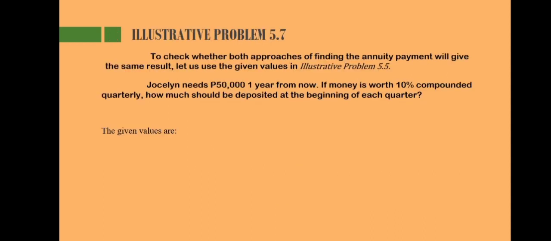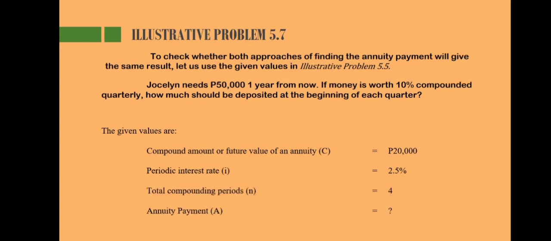Another example, to check whether both approaches of finding the annuity payment will give the same result, let us use the given values in illustrative problem 5.5. Jocelyn needs 50,000 pesos 1 year from now. If money is worth 10% compounded quarterly, how much should be deposited at the beginning of each quarter? The given values are the compound amount or future value of an annuity is 50,000, periodic interest rate is 2.5%, the total compounding periods N is 4, and we are looking for the annuity payment.